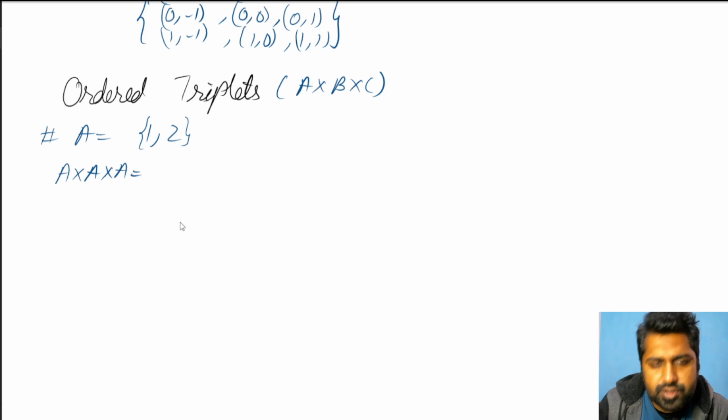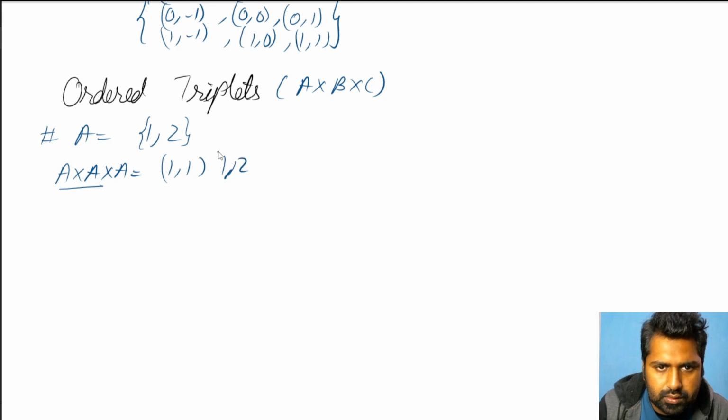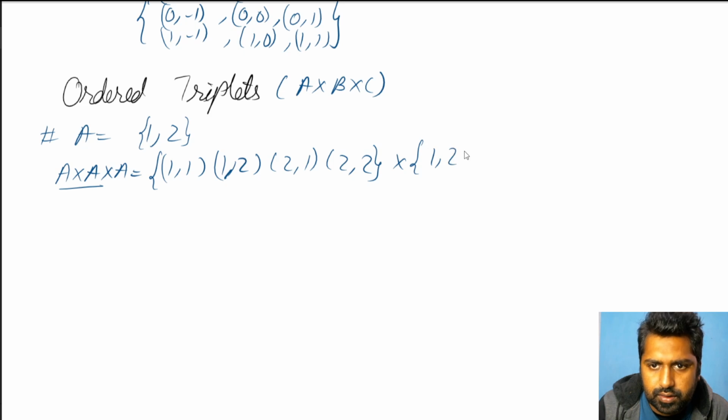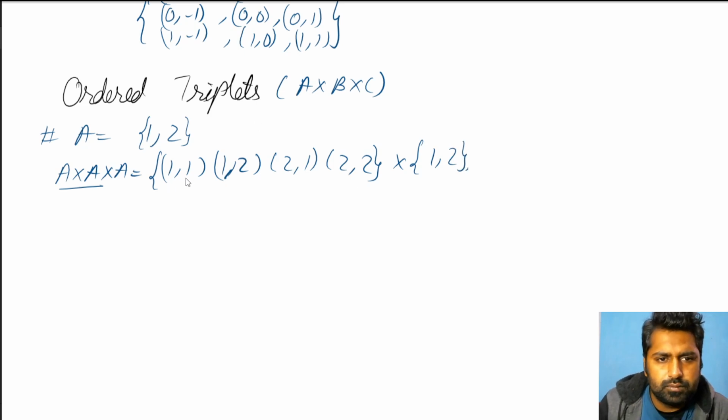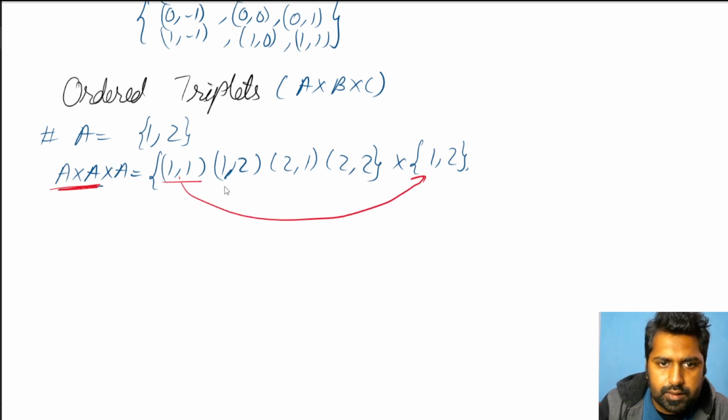equals. So first of all calculate A cross A. So 1 comma 1, 1 comma 2, then 2 comma 1, 2 comma 2. Okay, that's A cross A, and then again you have to do cross with 1 comma 2. I've done only this part first. That's your A cross A. Now combine this with 1, and then again combine it with 2.